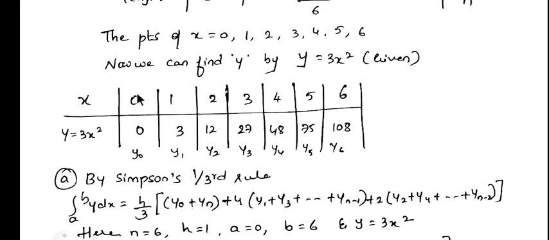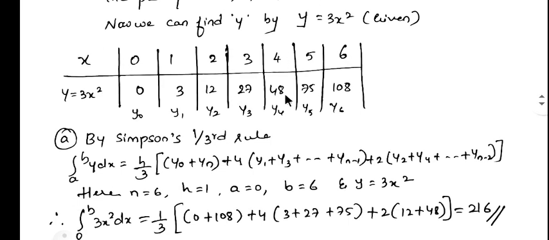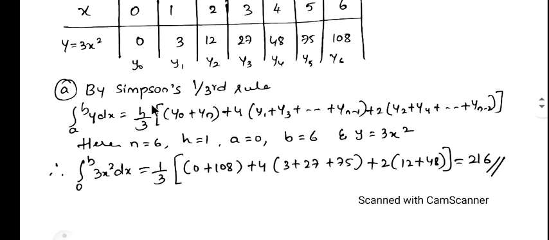Then this is your x0, this is y0, x1 y1, x2 y2, x3 y3, x4 y4, x5 y5, x6 y6. X values are not needed because in the formulas we need the y0 to y6 values. Please write the formula of Simpson's 1/3 rule, that is it is given by integration from a to b y dx, which is equal to h by 3 of y0 plus yn plus 4 into all the odd series plus 2 into even series.